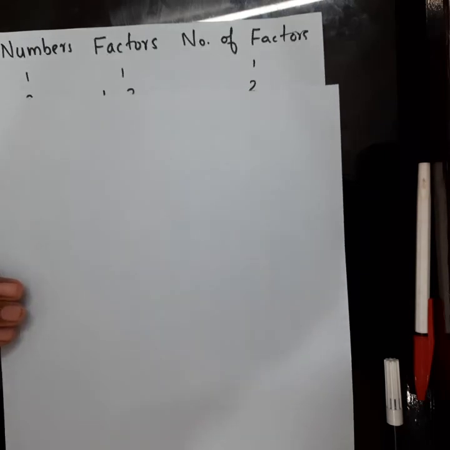Hello students. In the last class we discussed factors of a number. Today once again we will see the factors of some numbers. So you remember what a factor is? A factor means it is an exact divisor of that number. Exact divisor means the remainder must be 0. Now let us see the factors of the numbers.